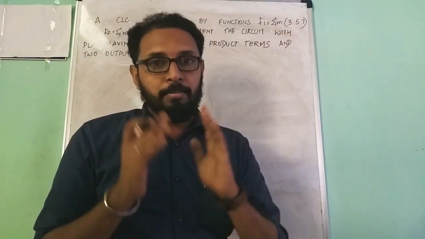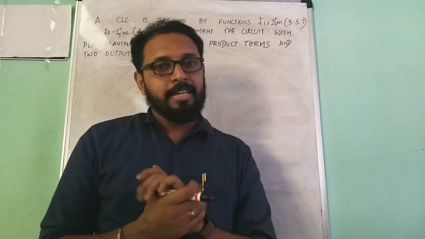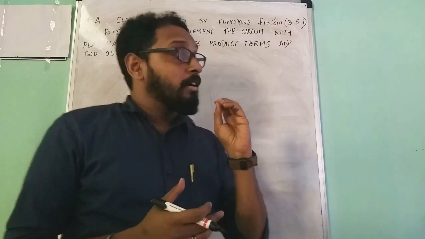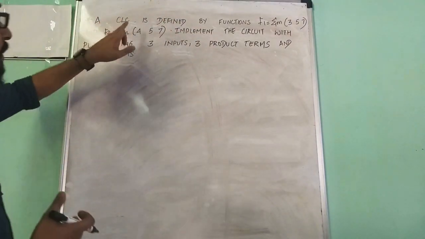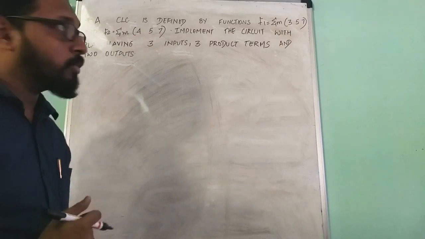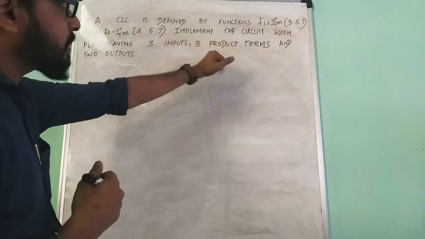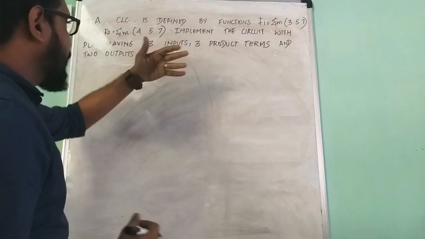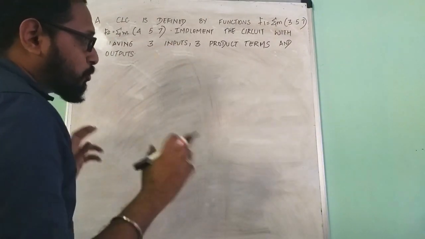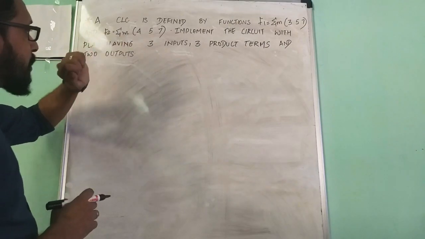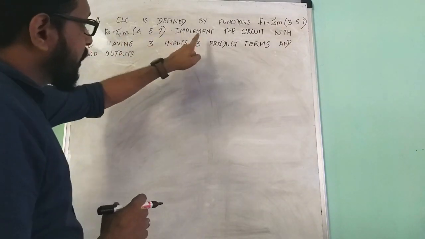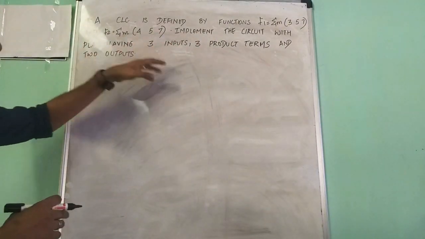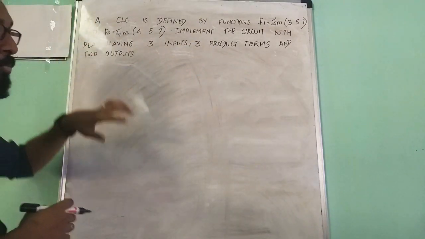Now we will do a problem related to PLA. The question will be like this: a CLC, that is a combinational logic circuit, is defined by the functions F1 equals sigma m(3, 5, 7), and F2 equals sigma m(4, 5, 7). Implement the circuit with a PLA having 3 inputs, 3 product terms and 2 outputs.